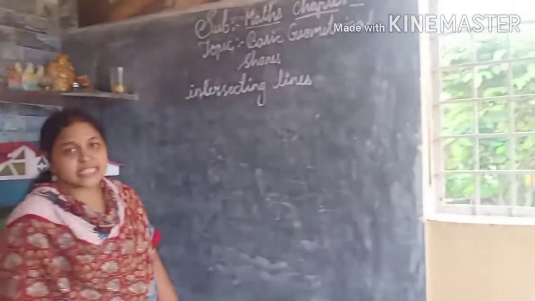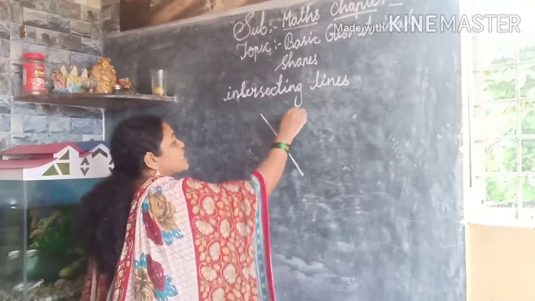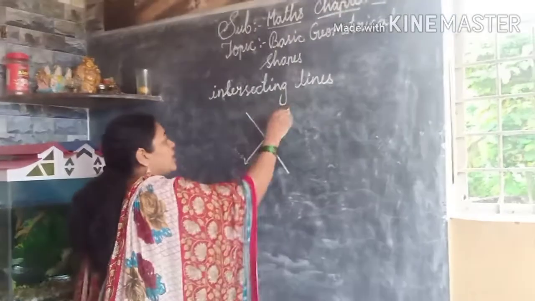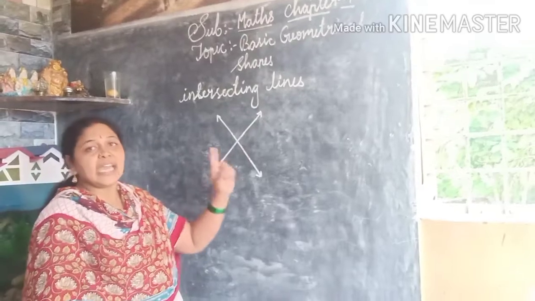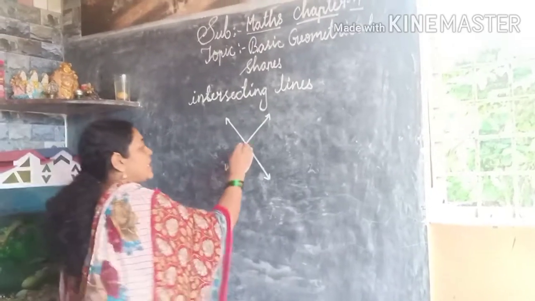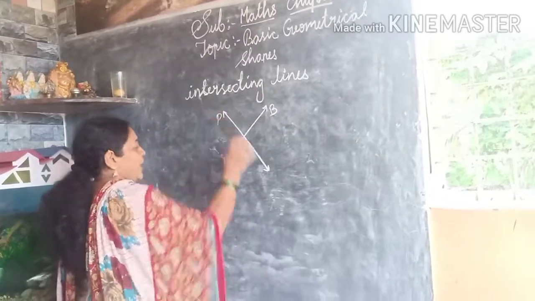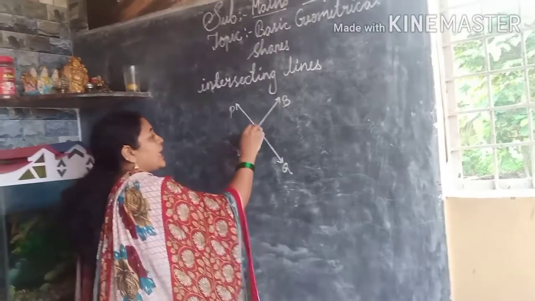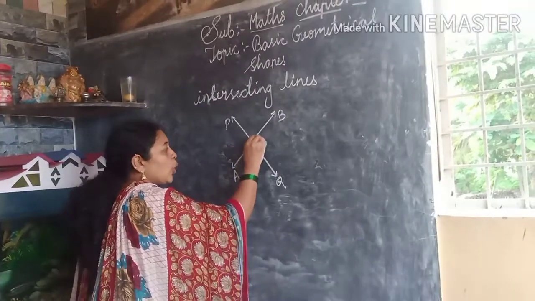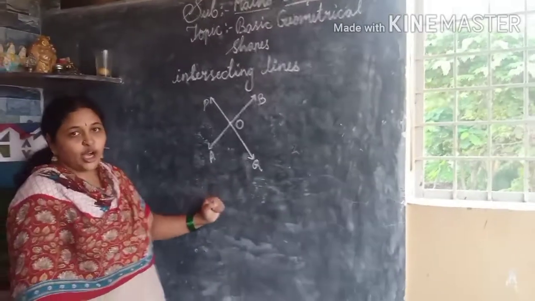Intersecting lines. Intersecting lines are lines that crisscross each other. When the lines crisscross each other, we call them intersecting lines. See here, we'll take a line AB and also line PQ. PQ and AB are intersecting at a point called O. This is called the intersecting of lines.